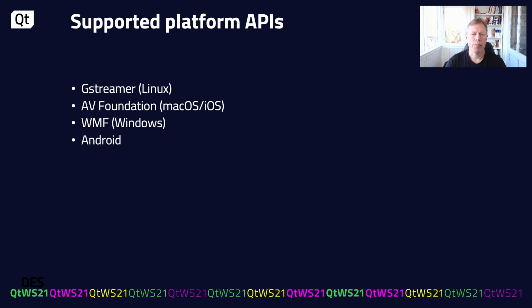As said, we are basing Qt Multimedia on an underlying platform API on the different platforms. And for that, we're using GStreamer on Linux. We're using AV Foundation on macOS and iOS. We're using the Windows Media Foundation classes and frameworks on Windows, and have a native Android backend as well.